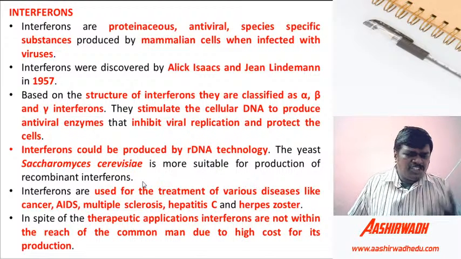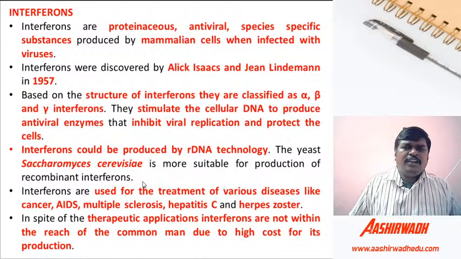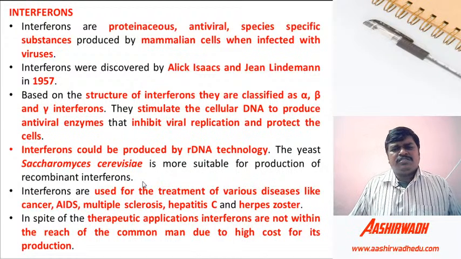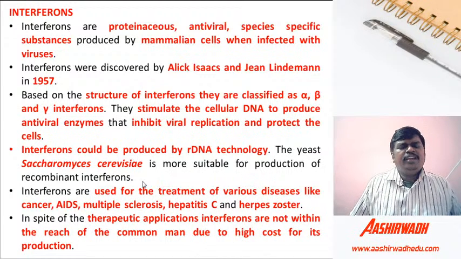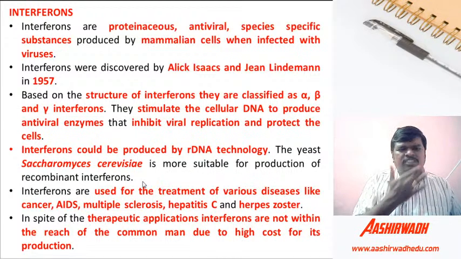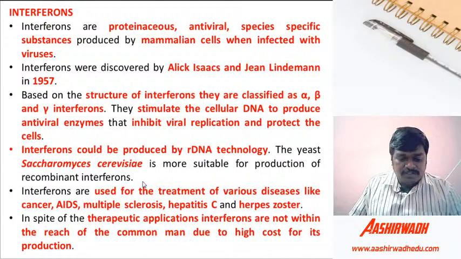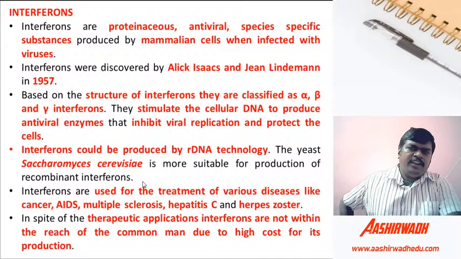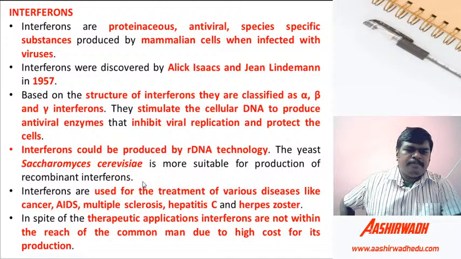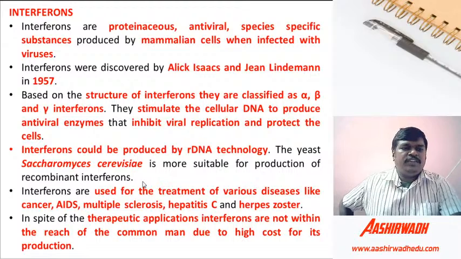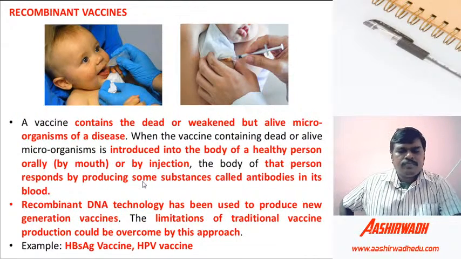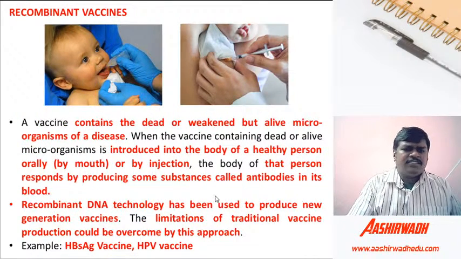And production of interferons and the commercial cost of interferon is very high. That's why these interferons are not within the reach of the common man, due to the high cost involved in the production of interferons, whereas the other metabolites are not that high in cost when compared to the interferons. Next is the recombinant vaccines.